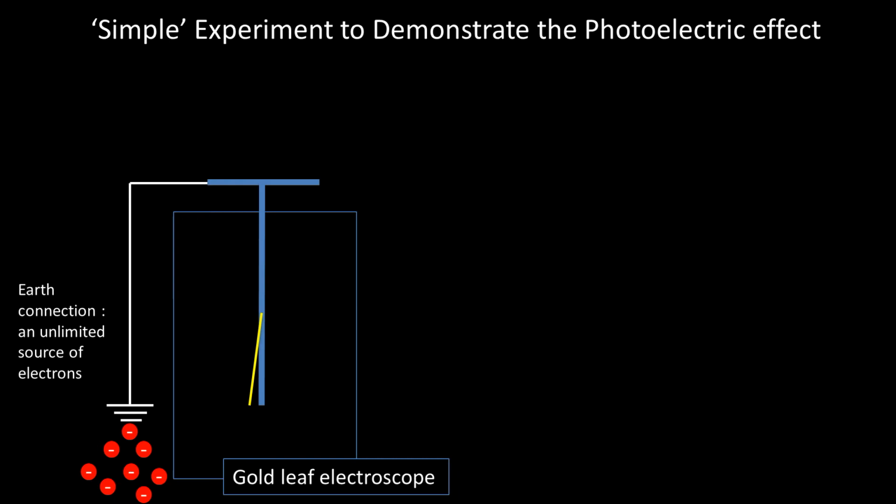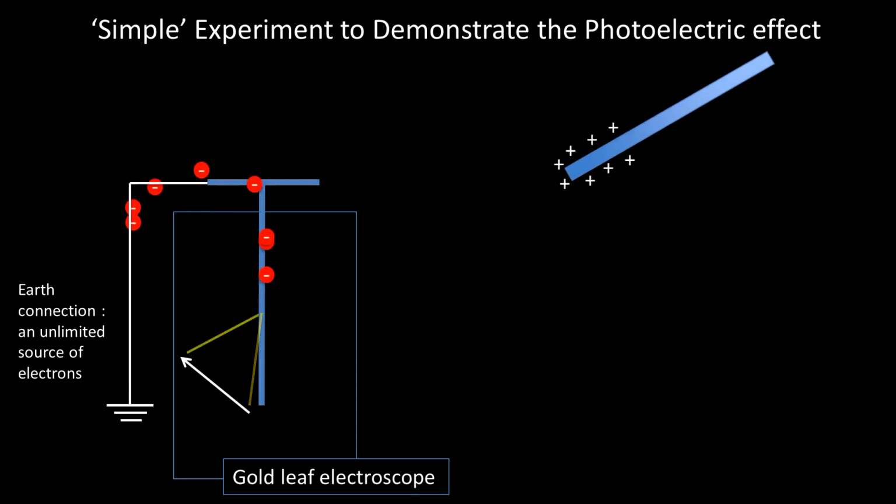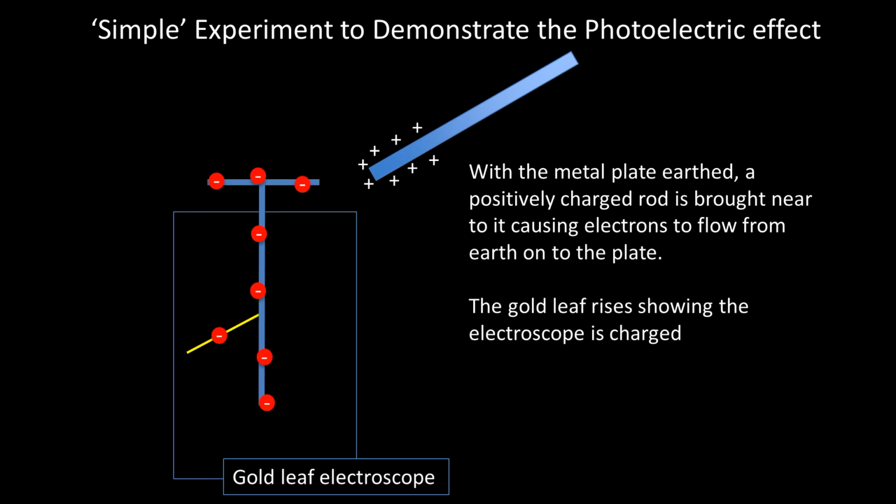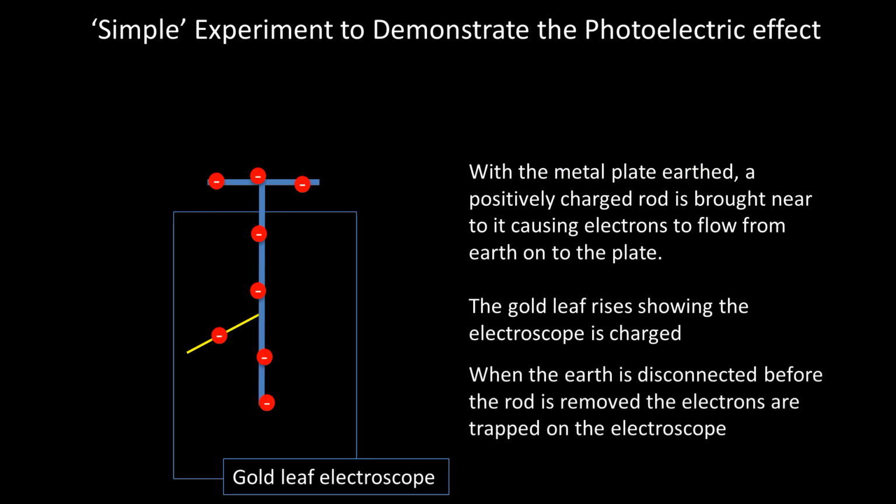So what we do is we connect the plate to Earth, and as it stands nothing happens, but then we bring a positively charged rod towards the electroscope. That attracts the electrons from the Earth onto the electroscope. And because the electroscope is now charged, the gold leaf will raise up. Then we remove the Earth, and then we remove the rod. And that essentially traps the electrons on the electroscope. It's now negatively charged, and the gold leaf remains up, provided the electroscope doesn't leak.